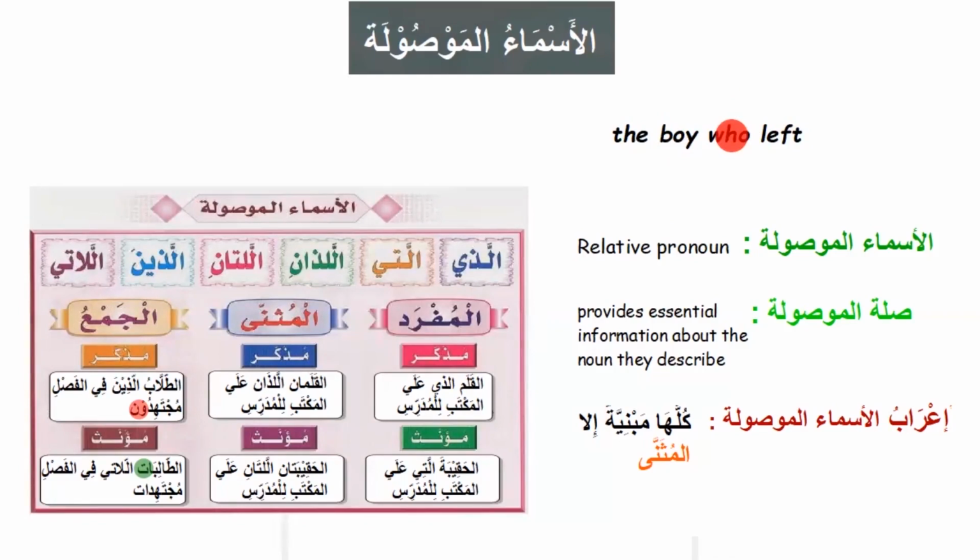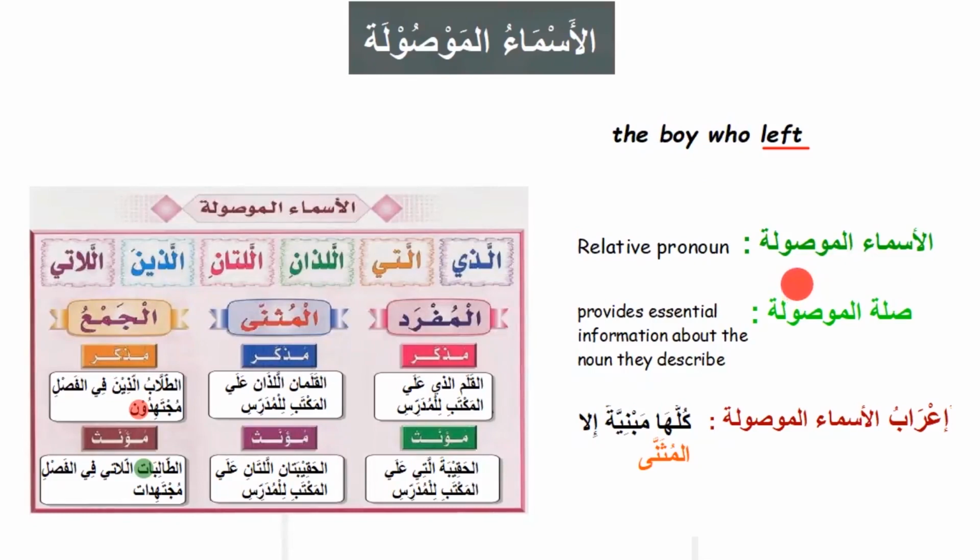So it is a relative pronoun. But whatever comes after it is what we term as the silatul mawsula. What comes after it to make the sentence complete, this is called the silatul mawsula. Assuming it is not there, just remove the word left. It will be what? The boy who. The boy who. And the sentence is incomplete. You are expecting something to come. So that thing that will come to make the sentence complete is what we term as the silatul mawsula.